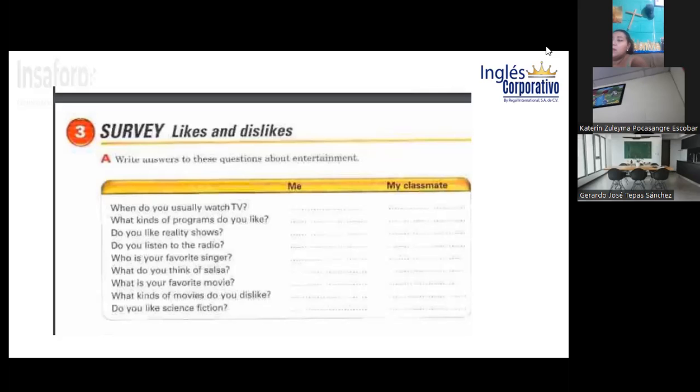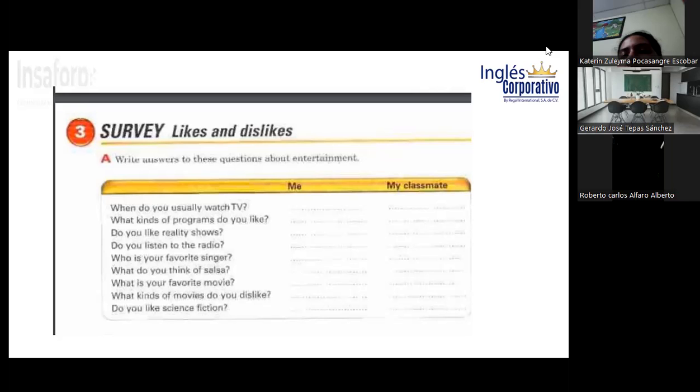And do you listen to the radio? Sometimes I prefer watching TV. Well, in my case, I prefer watching TV to listening to the radio. It is not so common for me to listen to the radio. And who is your favorite singer? What do you think of salsa? What is your favorite movie? And what kind of movies do you dislike? And do you like science fiction?